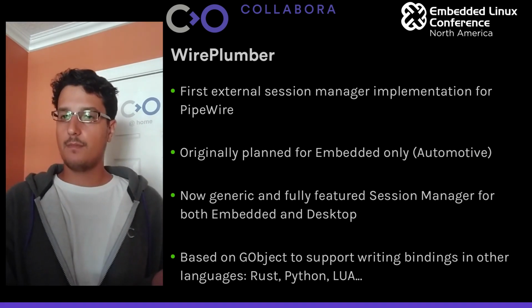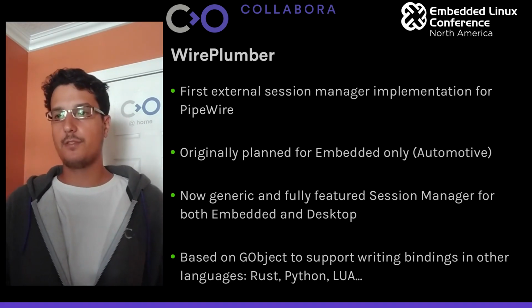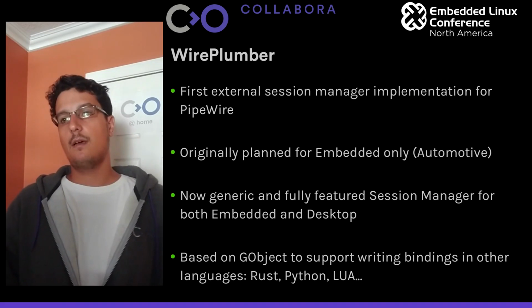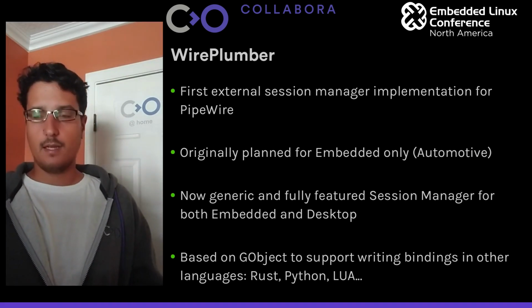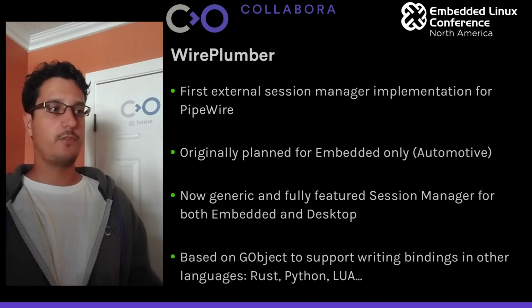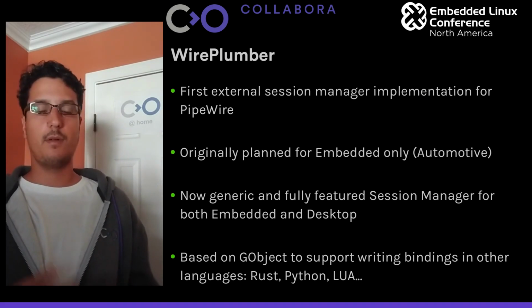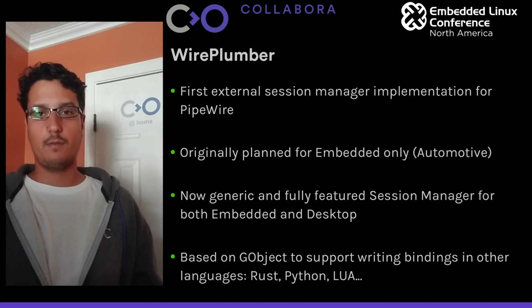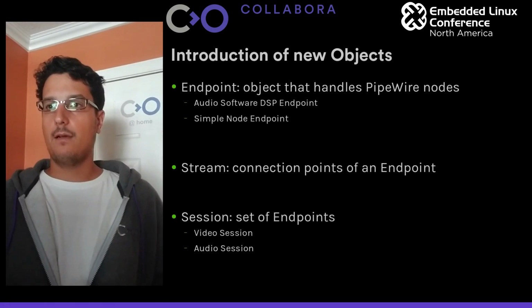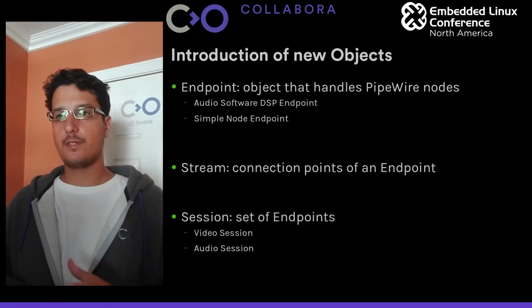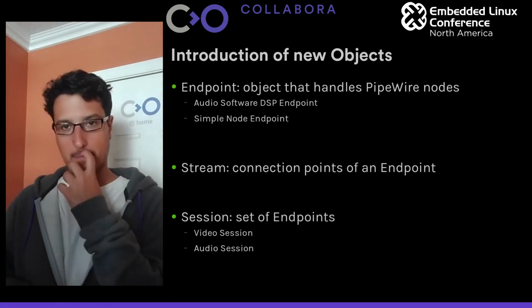WirePlumber is based on GObject to support bindings in other languages such as Rust, Python, or Lua. This is because we want users to be able to define the policy logic very quickly without needing to write complex low-level C code. So WirePlumber introduces new objects to make that much easier.